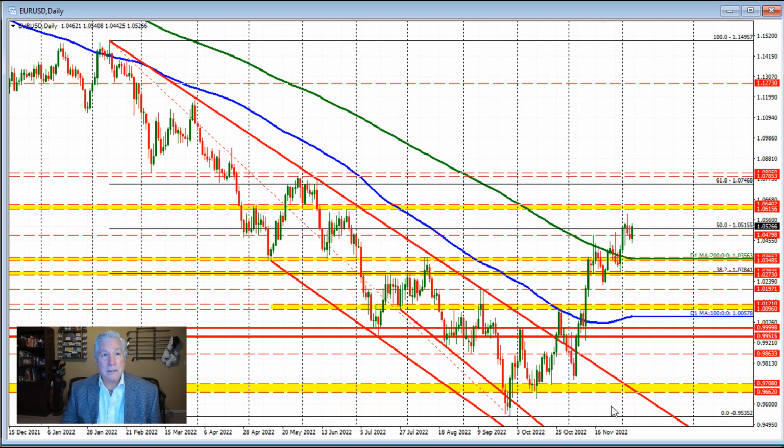Also, here's what it looks like on the daily chart. If we move above that level, then we're going to start to look toward this swing area up here at 106.15 to 106.40. Just keep that area in mind. You have to go to the daily chart to see that.